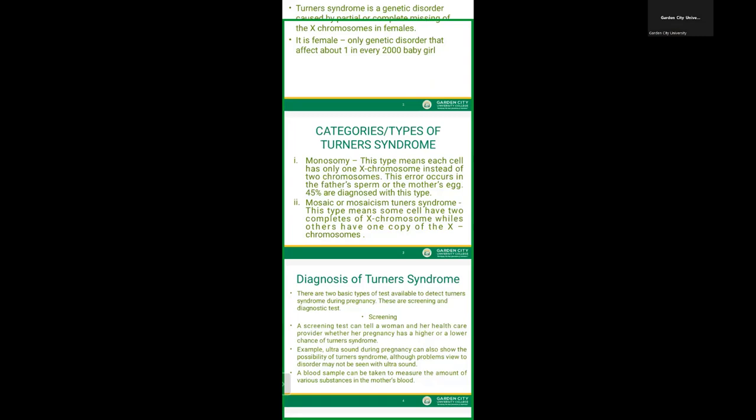This error occurs in the father's sperm or the mother's egg. 45% are diagnosed with this type of monosomy. That's this type of Turner syndrome, the monosomy. Then we have the mosaic or mosaicism Turner syndrome. That's the second category we'll talk about.